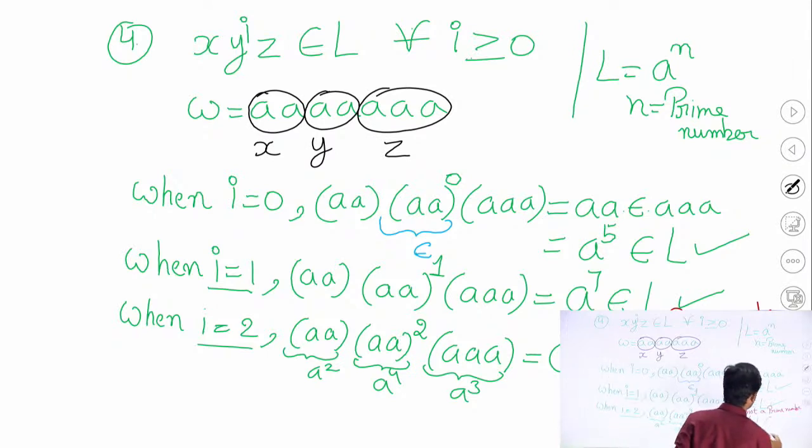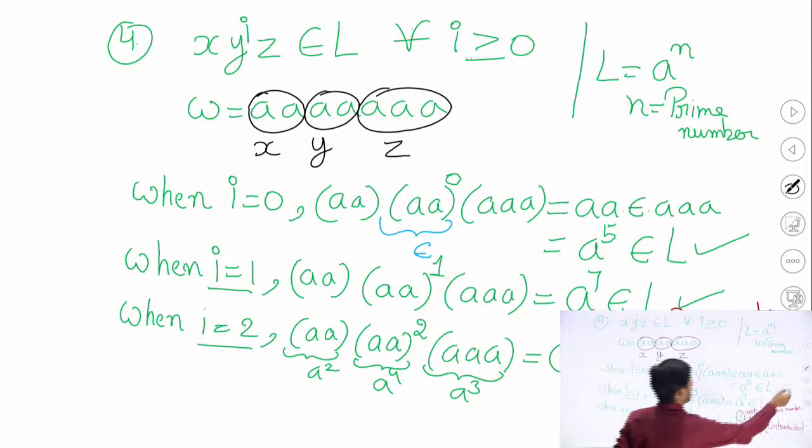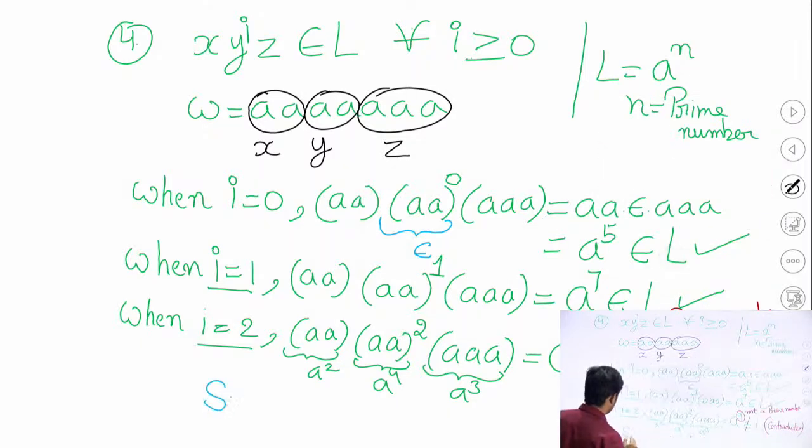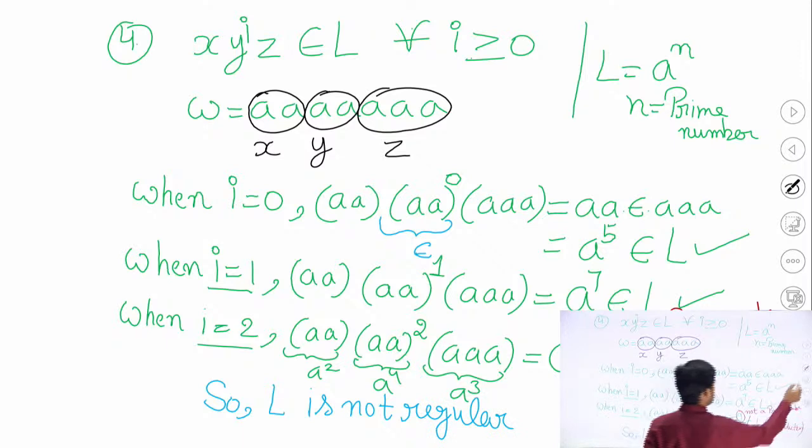So here is a contradiction. So we can say that language L is not regular. Why not regular? Because the pumping lemma test fails here.